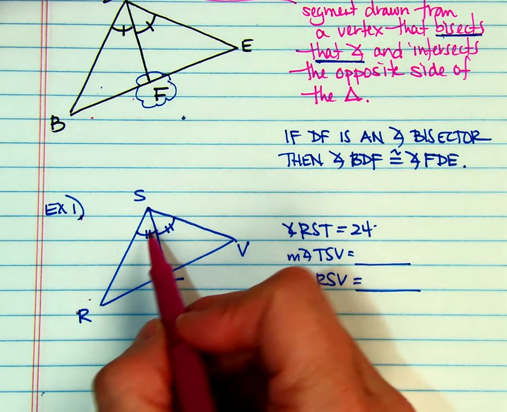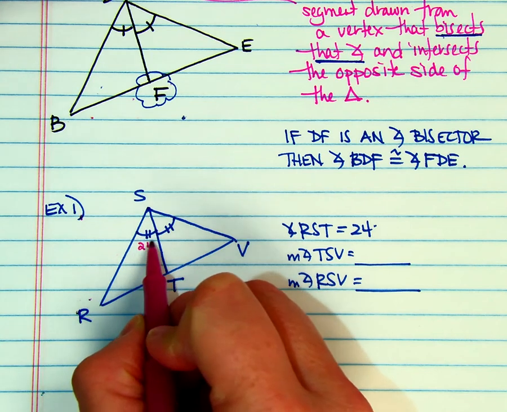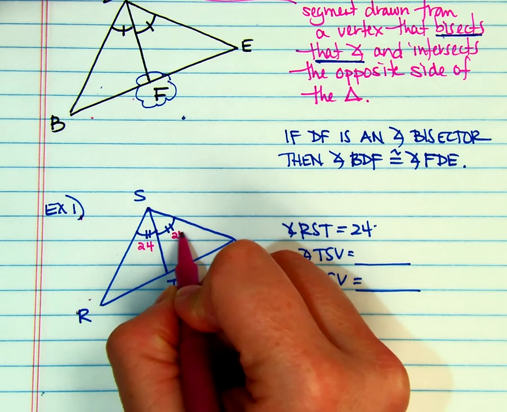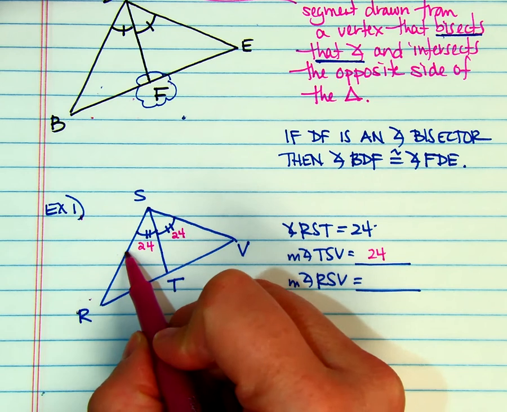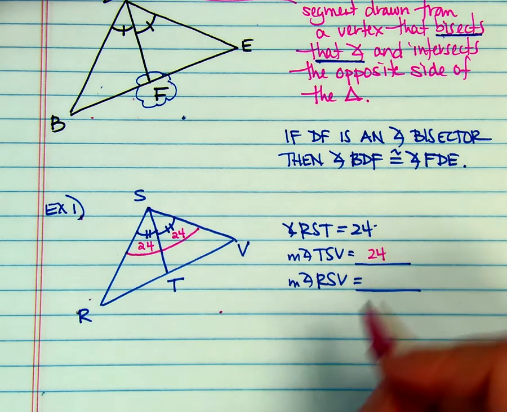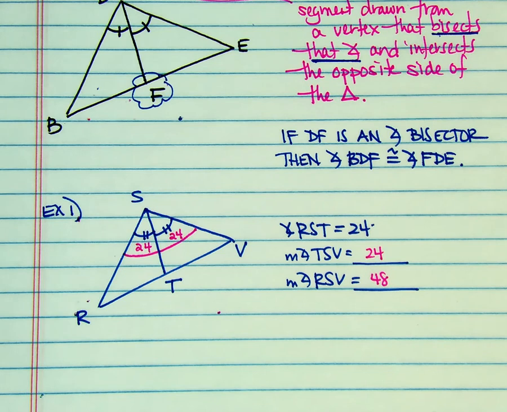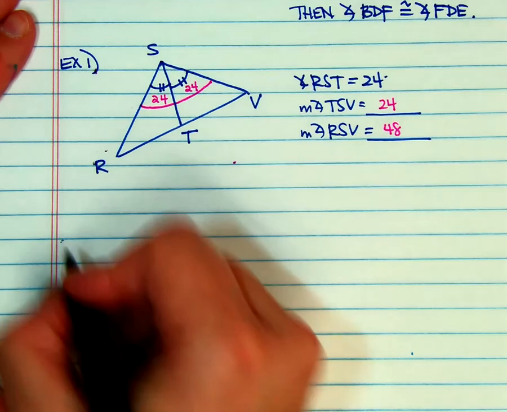So if RST, that's this little angle in here, is 24 and it's an angle bisector, then that angle is 24. And then the whole angle is 48. So much like with some other things we've done, the segment addition, this fits really well with the angle addition postulate. Let's do example 2.